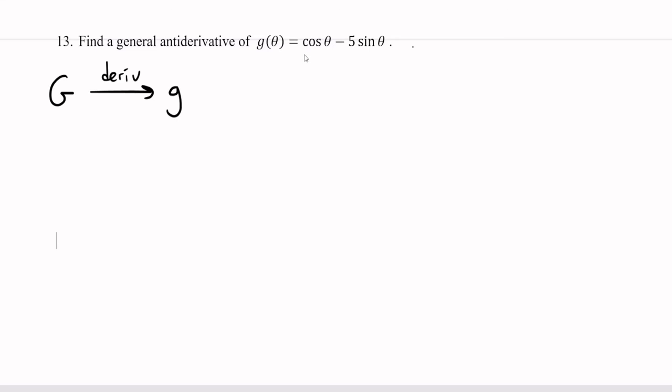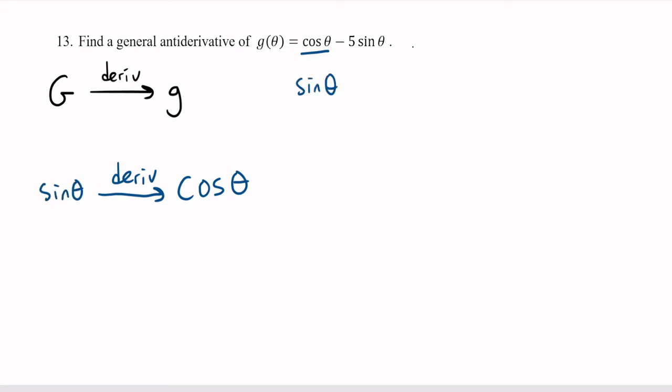So let's start, we'll do blue, with this cosine. I'm looking for a function such that when I do the derivative, I get to cosine. What function, when I do the derivative, gets me to cosine? Oh yeah, sine. The derivative of sine is cosine. Okay, all done. That piece is done. Antiderivative of cosine is sine, because if I take the derivative of sine, I get to cosine.